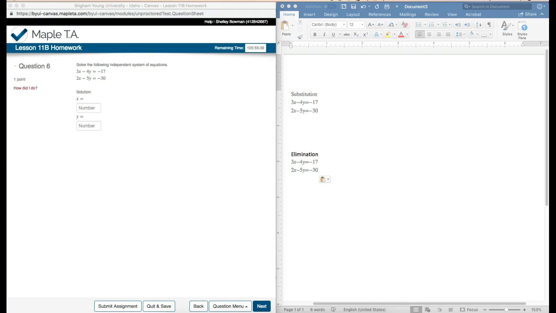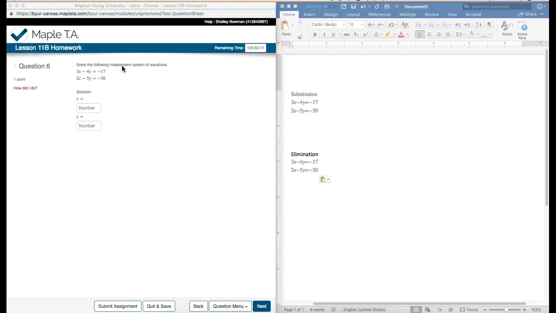Dependent meaning that I end up having two lines right on top of each other and they intersect with an infinite number of intersections. And inconsistent meaning that I have two parallel lines that will never intersect. And so there won't ever be a solution. Okay, so it was nice of them to tell me that it's independent, so I will have a solution here.